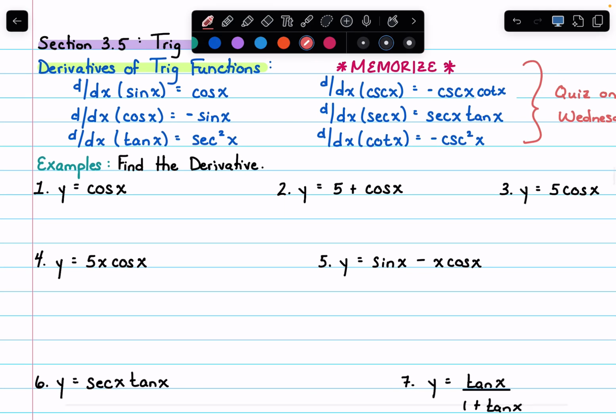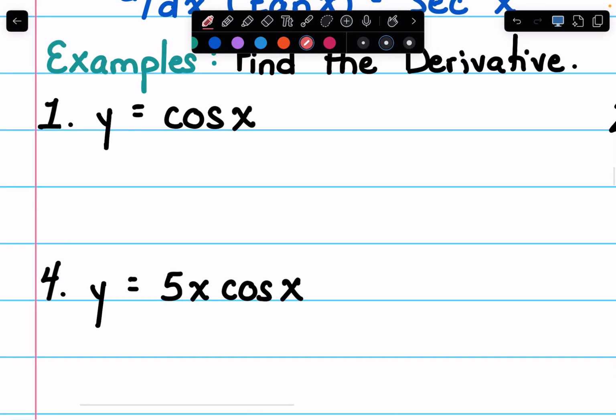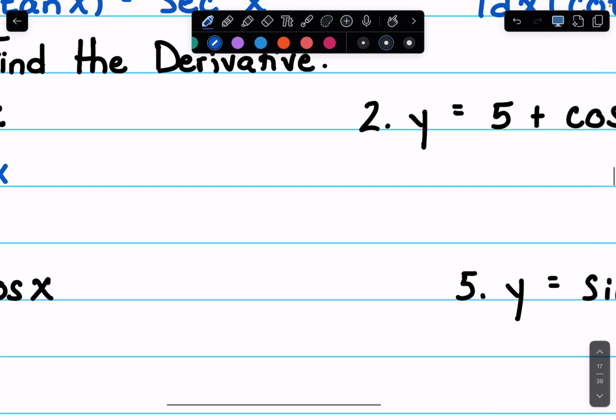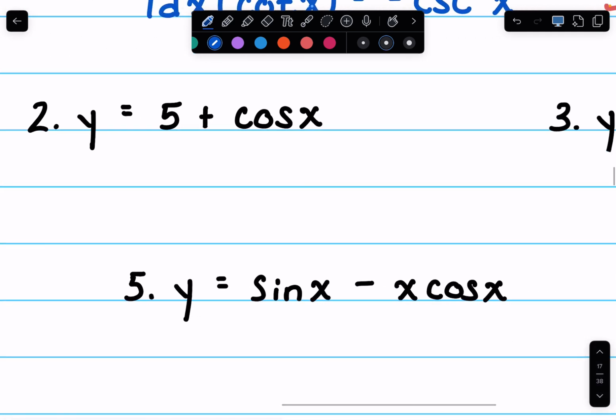So, we're going to work these. First one's easy. What's the derivative of cosine? Negative sine x, yes. Okay. This one, since there's a plus there, you can take the derivative of 5, which is what? 0. And then the derivative of cosine. Negative sine. So you have the same answer there.